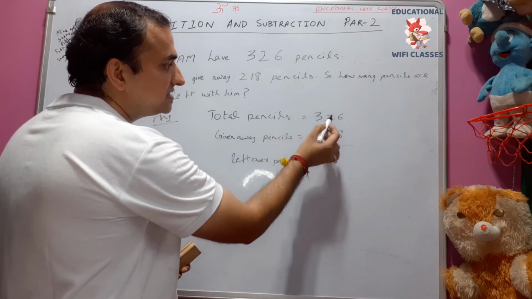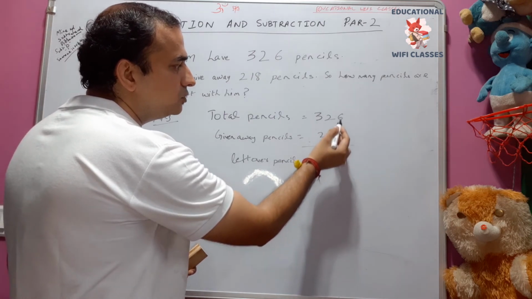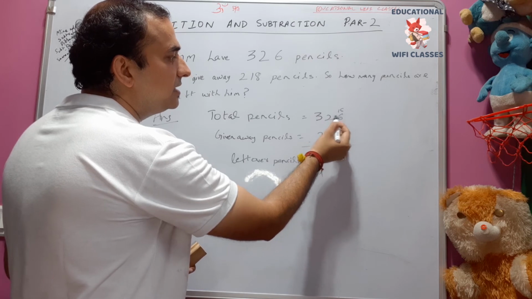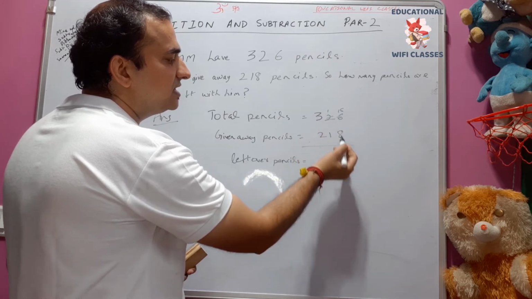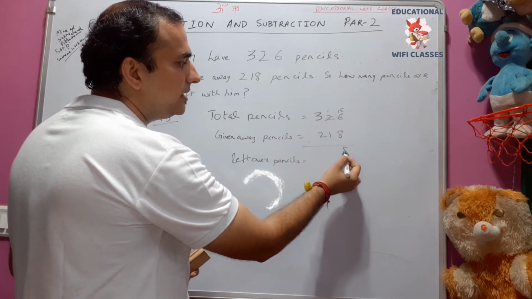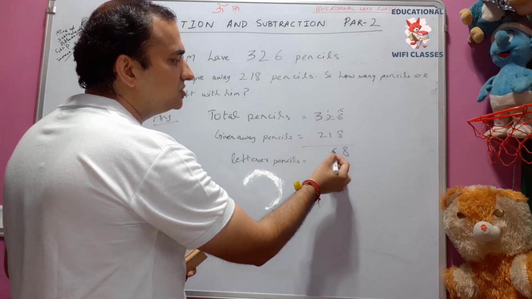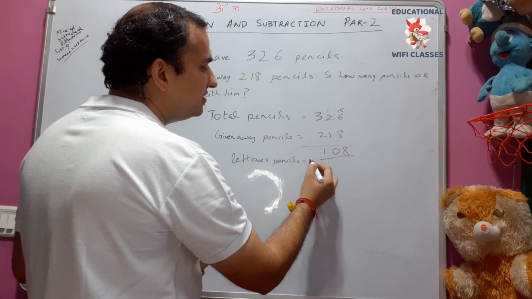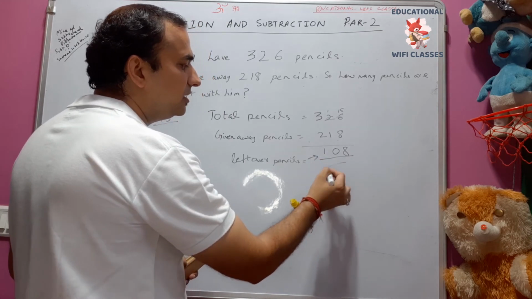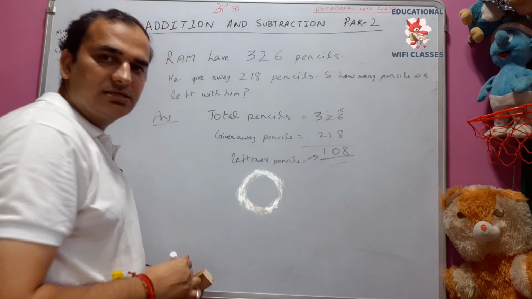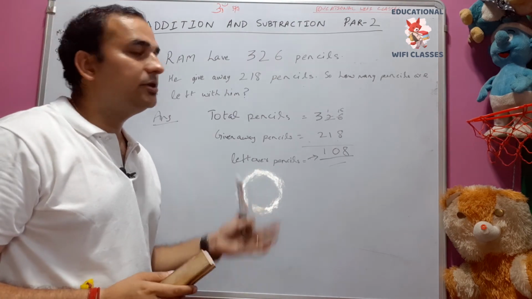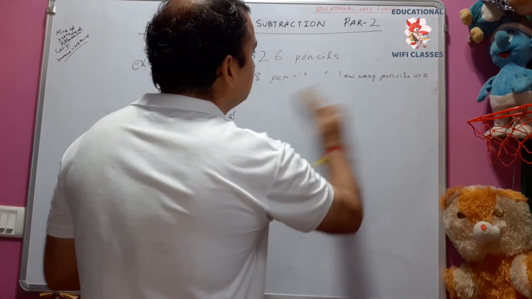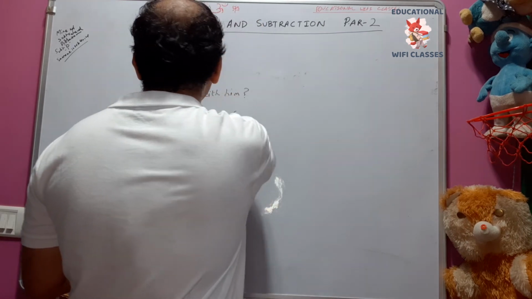So how will we get it? 6 minus 8 we cannot do, so 6 will borrow 1 from 2, so it will become 16 and 2 will become 1. 16 minus 8 is equal to 8, 1 minus 1 is equal to 0, 3 minus 2 is equal to 1. So he is left with 108 pencils. Okay, this will be your answer. This is how we are going to do the deductions, or you can say subtractions.